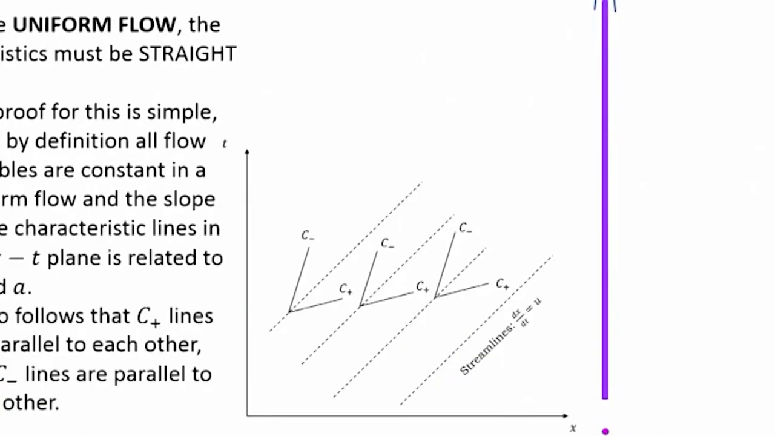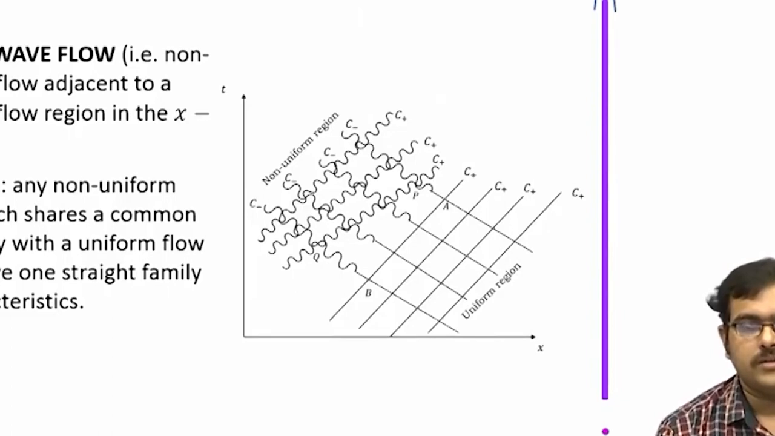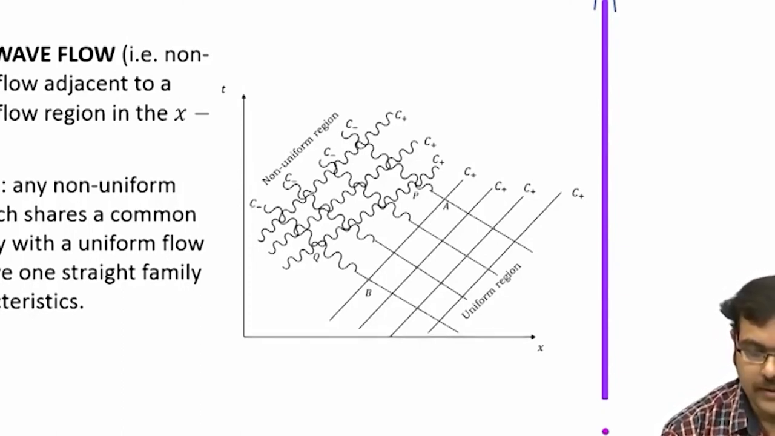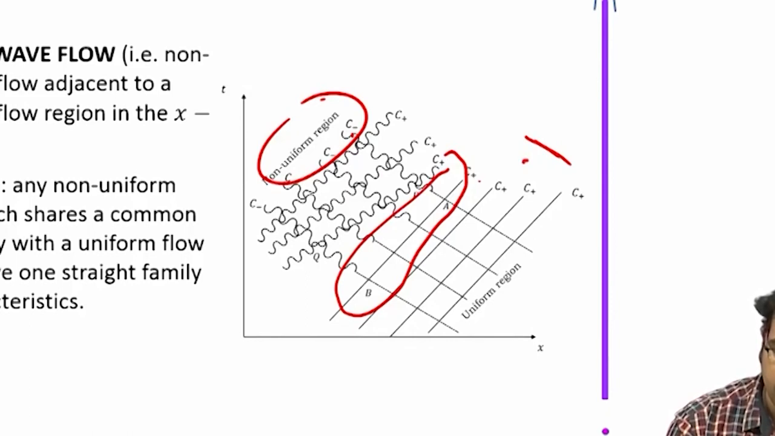What is important there is an understanding of such a flow. We already talked about uniform flows; here it is always straight, which is rather straightforward. But if you have a simple wave region, a region where it is a simple non-uniformity, not completely non-uniform, then you have a property that one set of waves, either C plus or C minus depending on the problem, will be straight lines. The other one will be curved. You can show that simply by considering a non-uniform region here and a uniform region here, which forms the boundary between them. These are C plus characteristics here, and C minus characteristics are coming in from the non-uniform region.